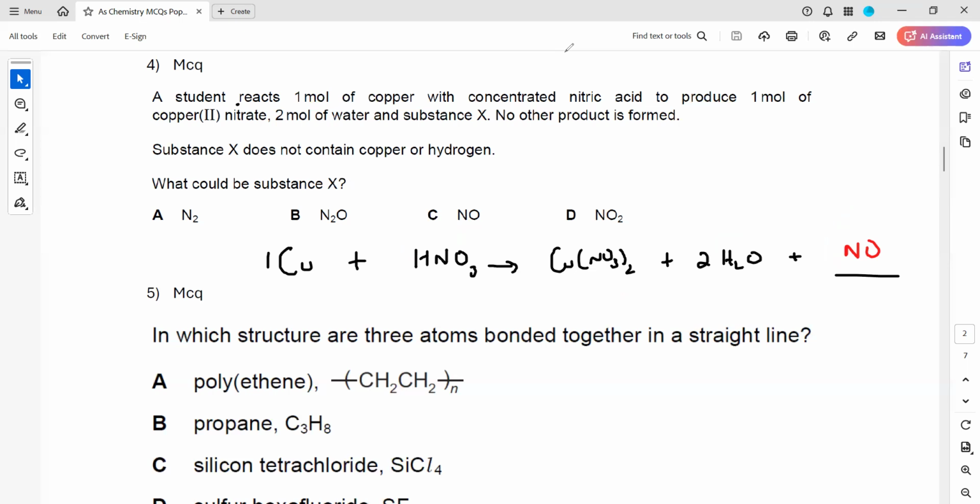And the last one, when we check the option NO2, and this is 4, so nitrogen should be 4. This is 2 nitrogen. We put 2. Nitrogen is balanced. What about oxygen? 4 multiplied by 3, 12. So 3 multiplied by 2, 6, 7, 8. And 8 plus 4 will make 12. So when NO2, nitrogen dioxide, is a product, then the equation will be balanced as well. That's why D should be the right answer for this one. Is it clear?